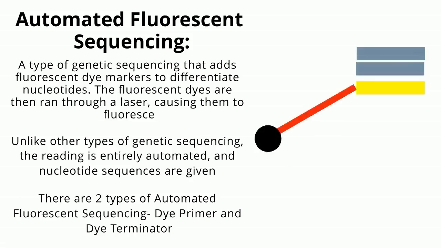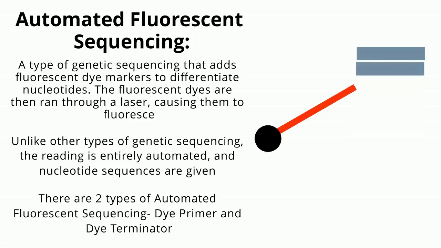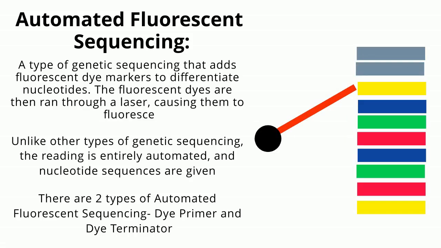The dyed DNA is then run underneath a laser, which causes the dye to fluoresce so it can be read. Unlike other types of genetic sequencing, the reading is entirely automated and will give us a nucleotide sequence automatically. There are two types of automated fluorescent sequencing, dye primer and dye terminator.